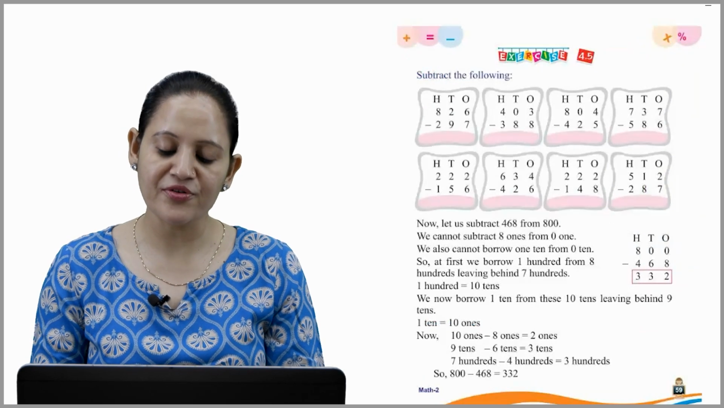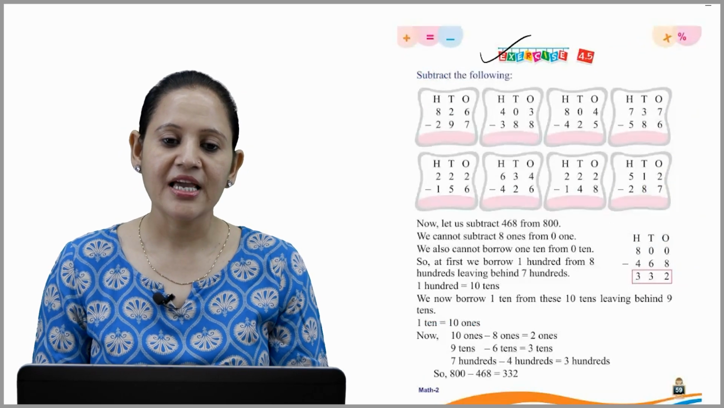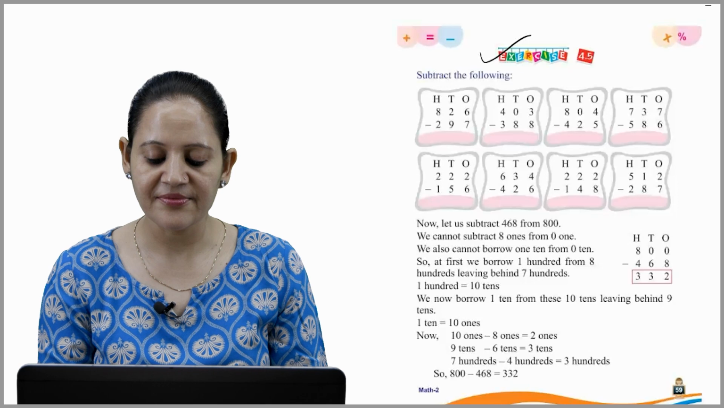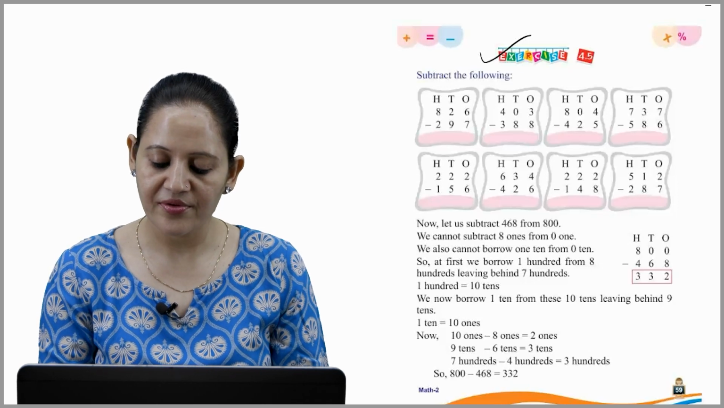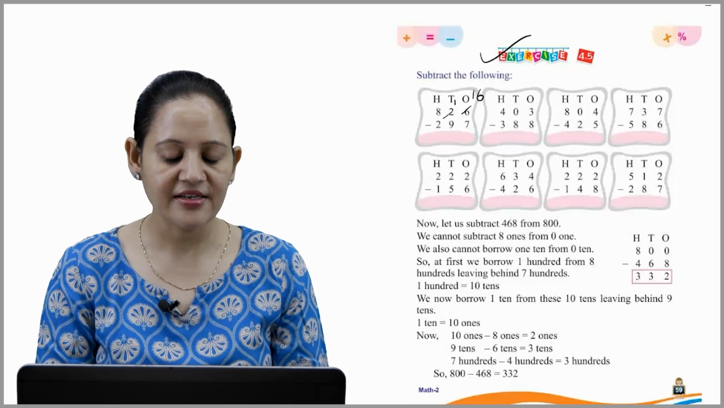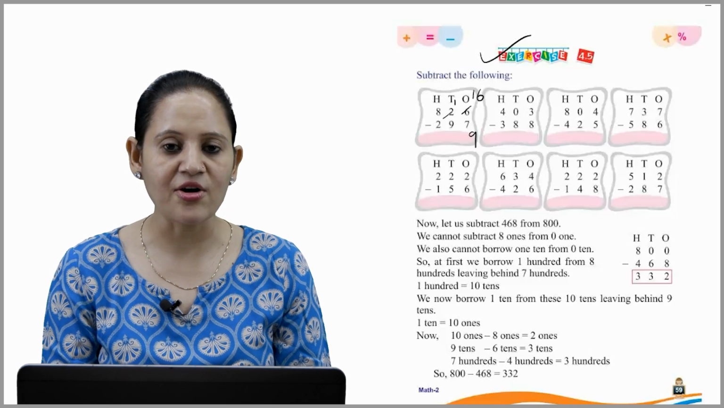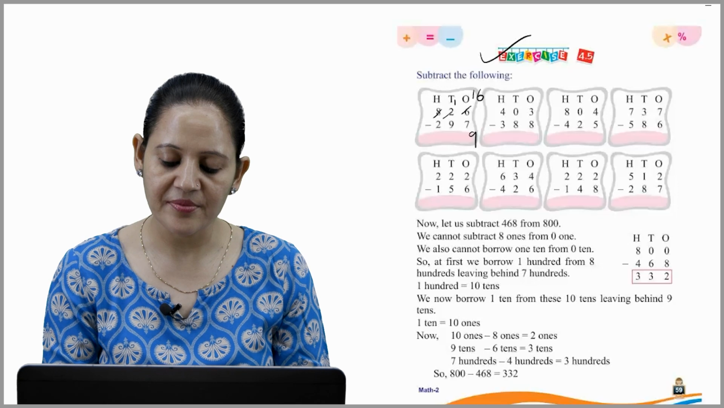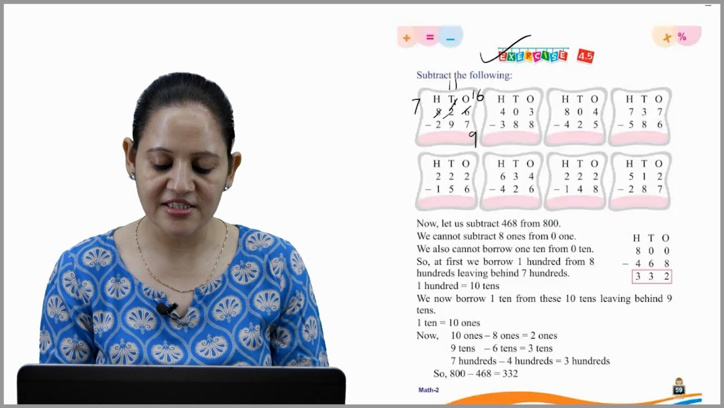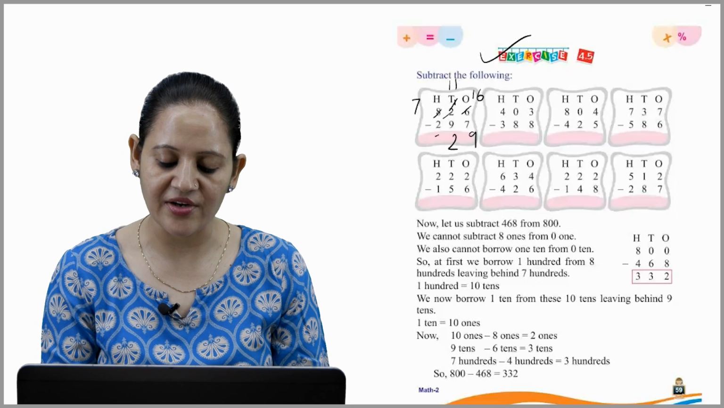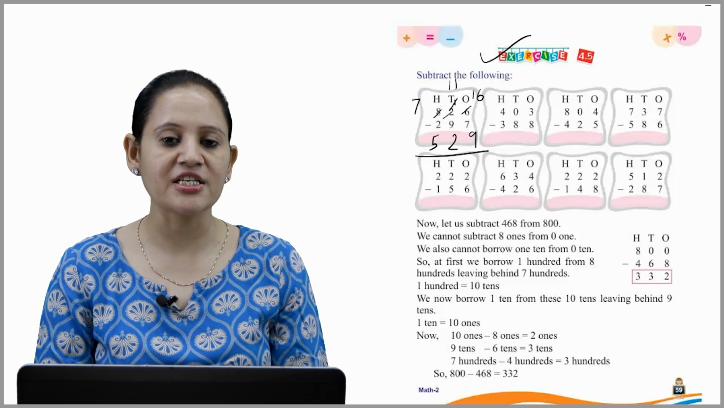Next is exercise 4.5. Subtract the following. 826 minus 297. Again, we cannot subtract 7 from 6. So, we'll borrow 1 and it becomes 16. Clear? So, 16 minus 7, that is 9. Again, we cannot subtract 9 from 1. So, we'll borrow, becomes 7 and it becomes 11. So, 11 minus 9, that is 2. 7 minus 2. 7 में से 2 subtract करेंगे, that is 5. So, difference हो जाएगा 529.